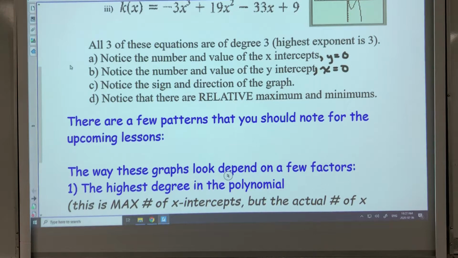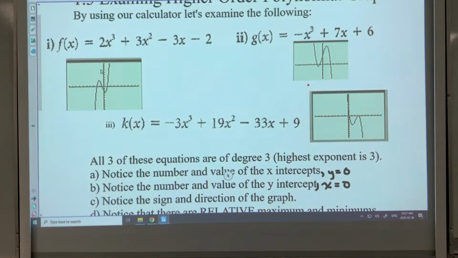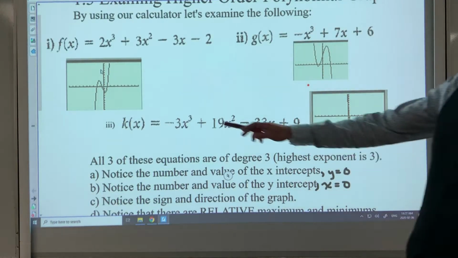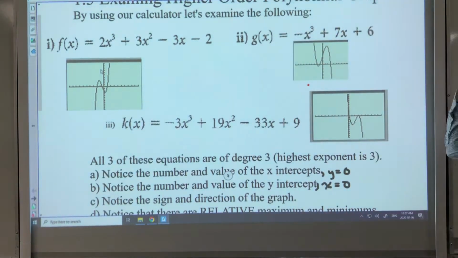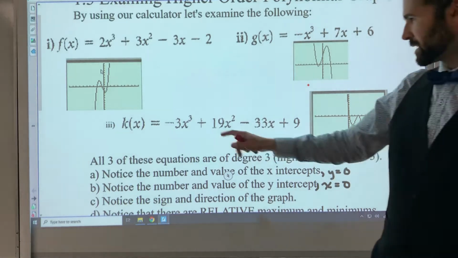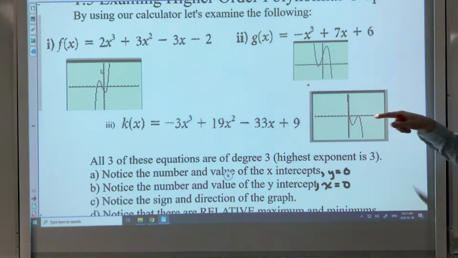Notice the number and value of x-intercepts. So when y equals 0, let's look at them all. How many x-intercepts do we have in the first one? 3, perfect. And the degree is 3. How many x-intercepts here? 3, perfect. And then 3, 1, 2, 3.